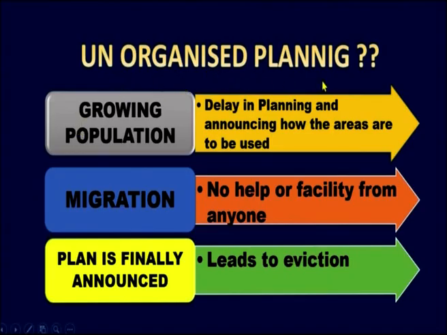Unorganized planning. Suppose planning is not organized, then what are the problems which are arising? See here, growing population. On one hand, population is growing. So this is a delay in planning. This leads to delay in planning and announcing how the areas are to be used. On one hand, we are seeing growing population. On the other hand, we are seeing that there is delay in the planning.